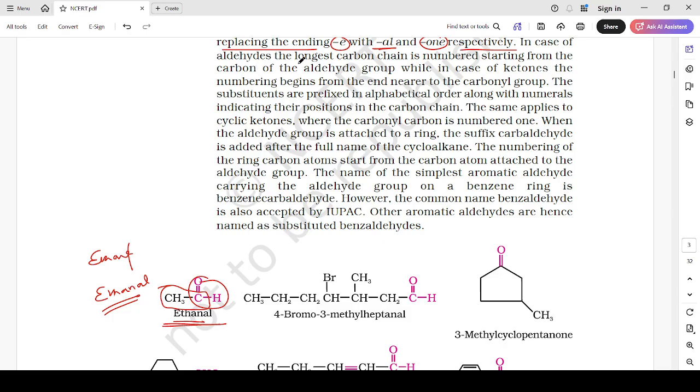In the case of aldehyde, the longest carbon chain is numbered, starting from the carbon of the aldehyde. This is very important. Because you can see when I'm having an aldehyde, ma'am, I'm having bromine also, I'm having methyl also. Your numbering will not start from any other carbon. Numbering should start from the aldehydic carbon itself. 1, 2, 3, 4, 5, 6, 7. 4 bromo, 3 methyl. How many carbons? 7 carbons.